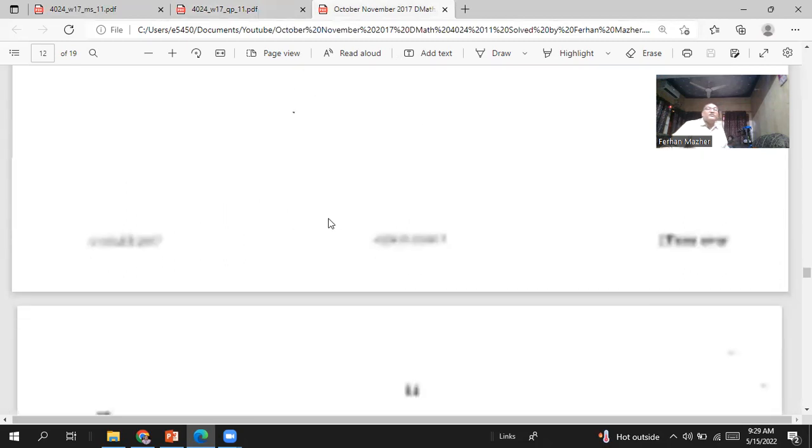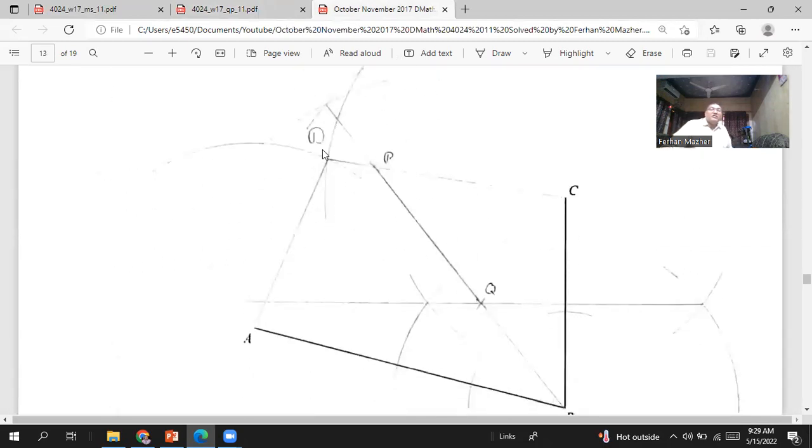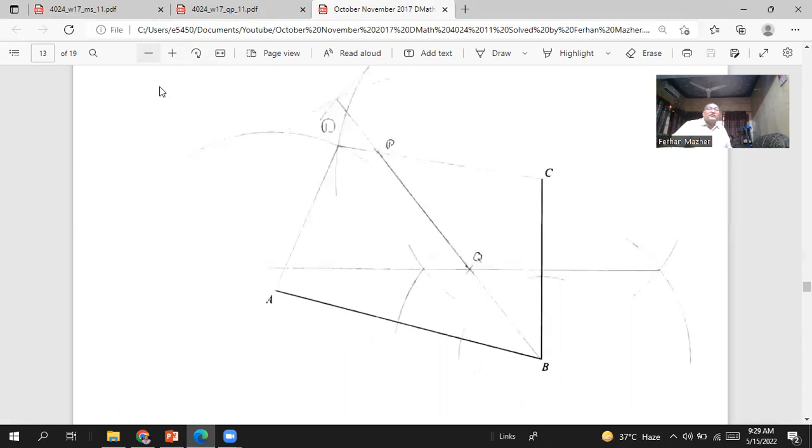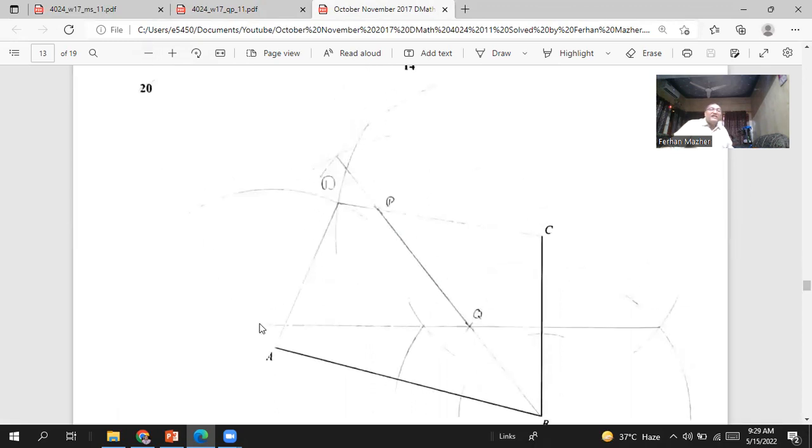Let me show you. So you see, open the compass 5 centimeter, take A as the center and draw this arc of 5 centimeter. Then open your compass 6.5, take C as the center and mark this arc. You can see here where these two arcs intersect, that is the point D. So this is the point D.